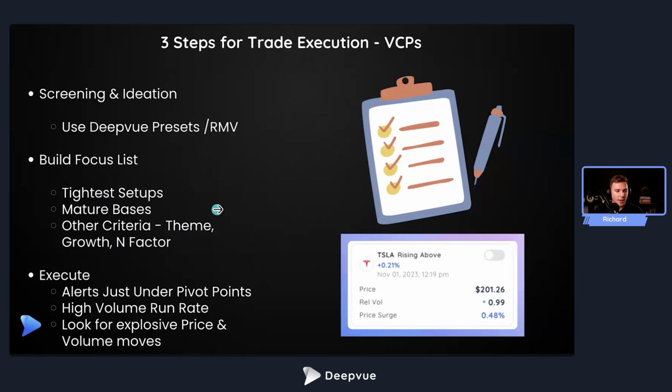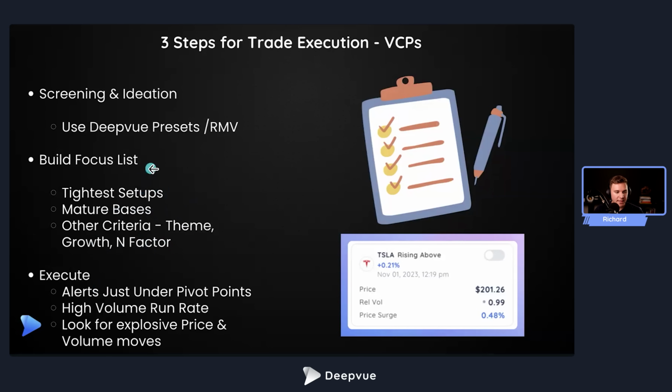You look for the tightest setups. Remember, we're not just looking for a tight area in isolation, and we won't trade any old tight area. We're looking for mature bases. We're looking for the strongest themes, the strongest stocks, revenue growth, earnings growth, the N factor. All those things have to come together to form the A+ setup. So it's not just about the tight area. The tight area is the last piece of the puzzle, which allows you to enter the stock. But we're always taking it back to the longer term context, the longer term potential of the stock. So we're looking for tight setups within mature bases, with any other criteria that you use to analyze the stock.